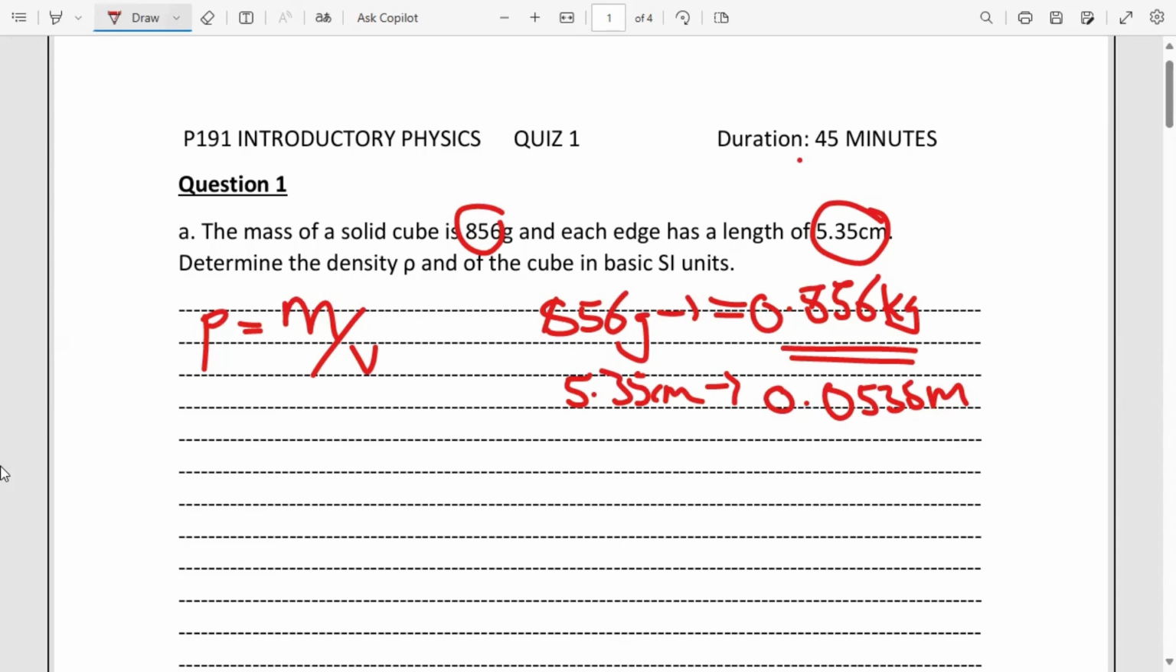Now, in order for us to calculate the volume of a cube, which is what we've been given, our V will be equal to L to the power 3, where L is just the length of each side. So my volume of this cube will be equal to 0.0535 meters to the power 3. That means my actual value of the volume will be equal to, okay, it's a very small number.